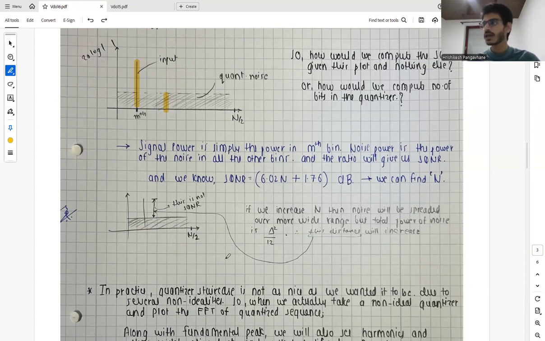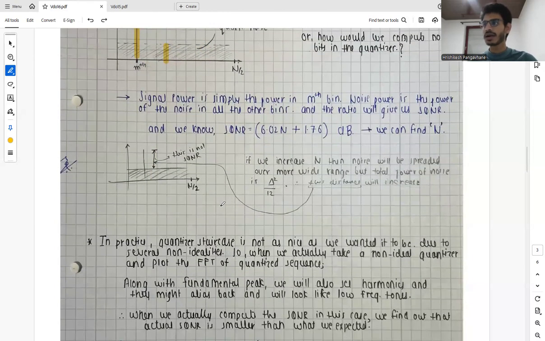It is not changing. So when this will increase, this distance will decrease because it will spread over a wide range. So this distance will basically increase. So definitely this distance is not giving us the SQNR. So we have to take the power of the signal, power of all the bins for noise.